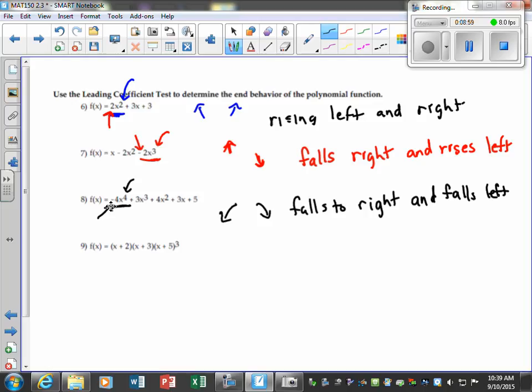Okay, all right, let's look at this next one: x plus 2, x plus 3. What's different about this one with respect to the others? It's not multiplied out. It's not in that extended version. Do you think we have to FOIL this entire thing out to get a leading term?